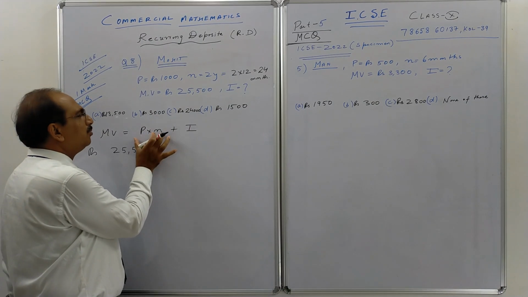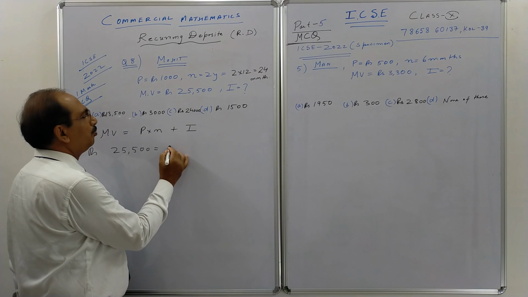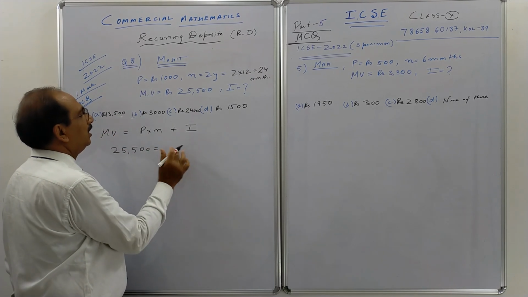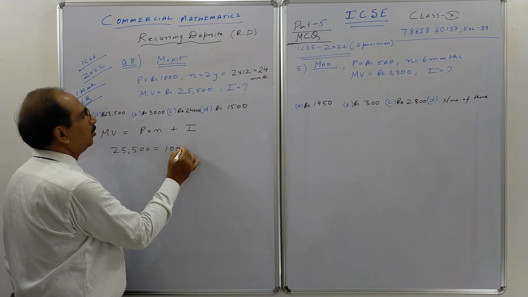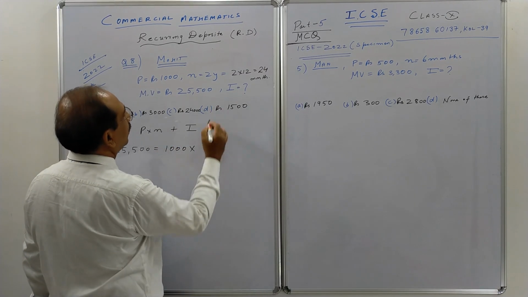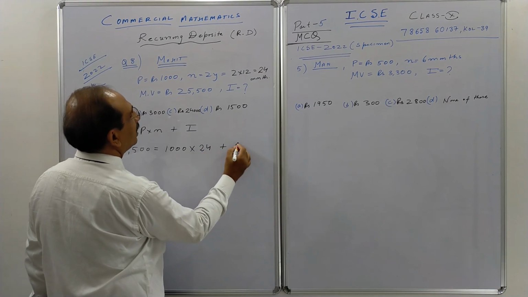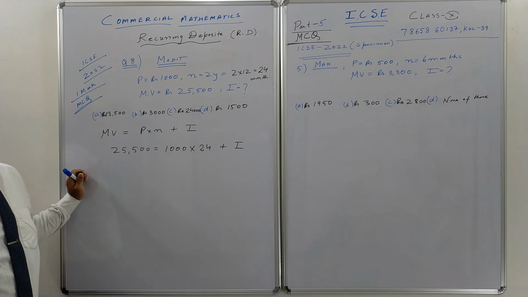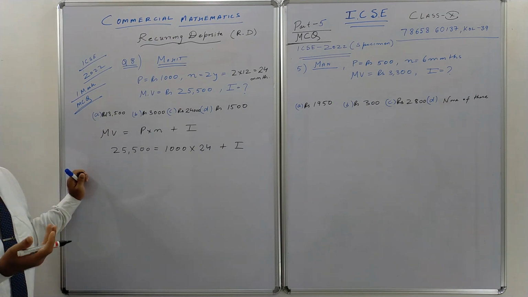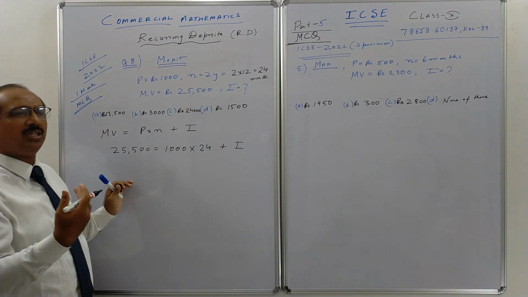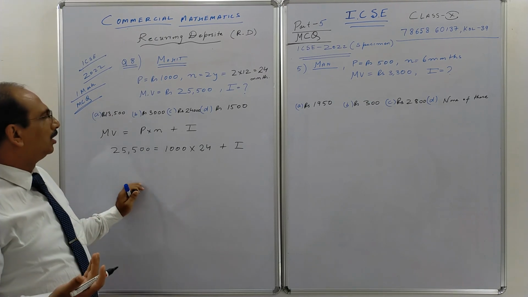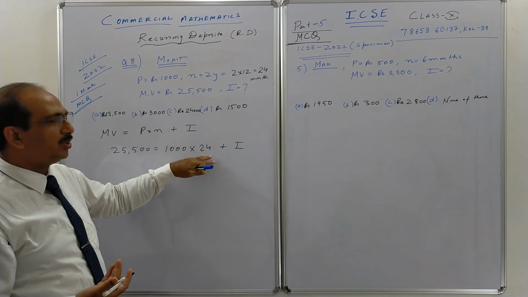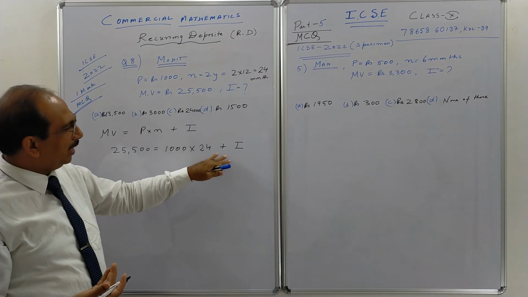So what is his money, what he puts in the bank? Rupees 1000. I am not writing rupees here, let us equate; later on we will write. So he is putting rupees 1000 for 24 months plus interest paid by bank. Together this is his maturity value. Maturity value means when the term is over, when 2 years is over. The bank returns his money, PN, 1000 into 24, plus interest.